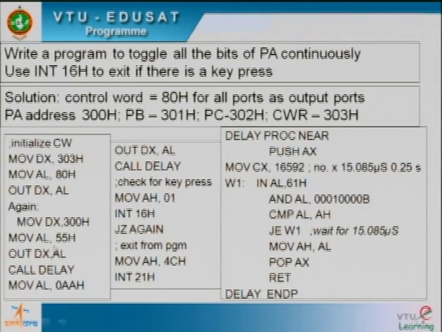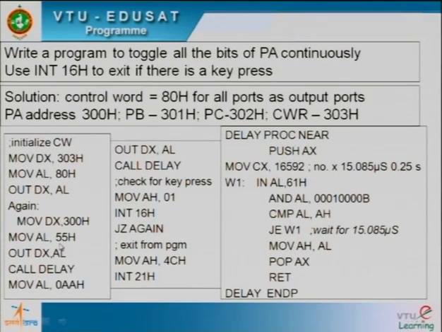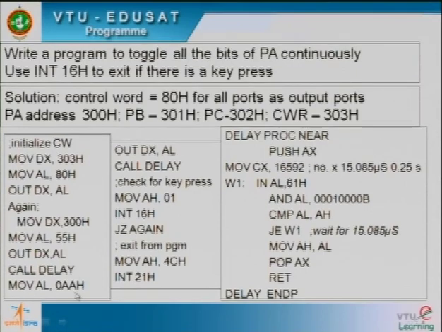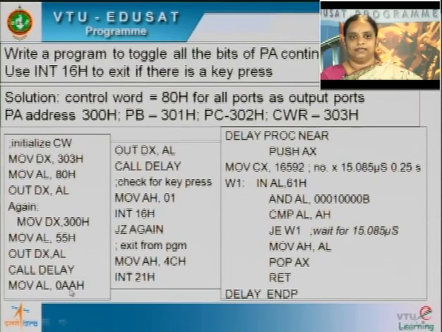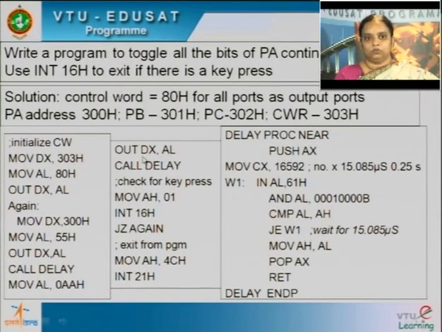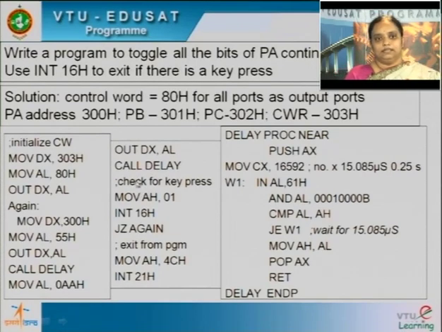For toggling, last time we have seen the pattern 55 and AA. So 55 will make all odd LEDs high and even LEDs low. Similarly AA, the reverse will take place. So move AL with 55, OUT DX comma AL, DX is port A. So 55 is moved to port A. Then call delay, and then again we change the pattern from 55 to AA, the alternate pattern. Same thing, we send it to the output and call delay. For this 55 and AA, check the last presentation we had done.